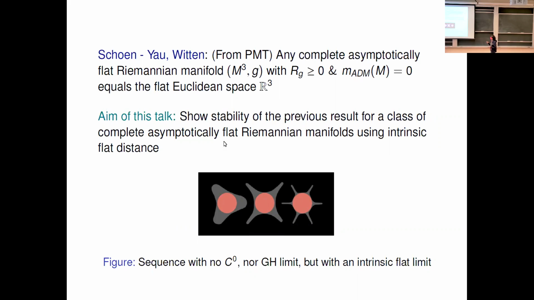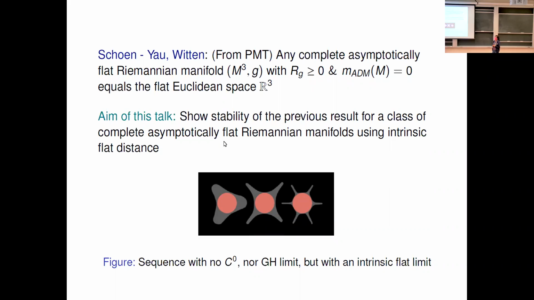Okay, but we are going to be dealing with dimensions bigger than or equal to 3. It says that if you have a Riemannian manifold which is complete and asymptotically flat, and the ADM mass equals 0, then your manifold has to be the Euclidean space. And the aim of this talk, as the title suggests, is a stability result of this rigidity result.